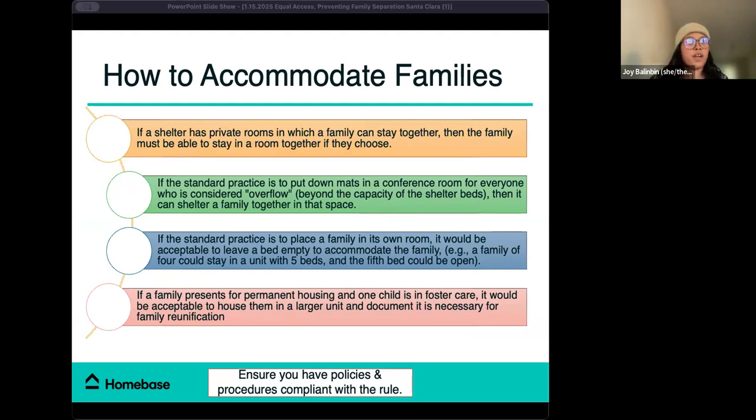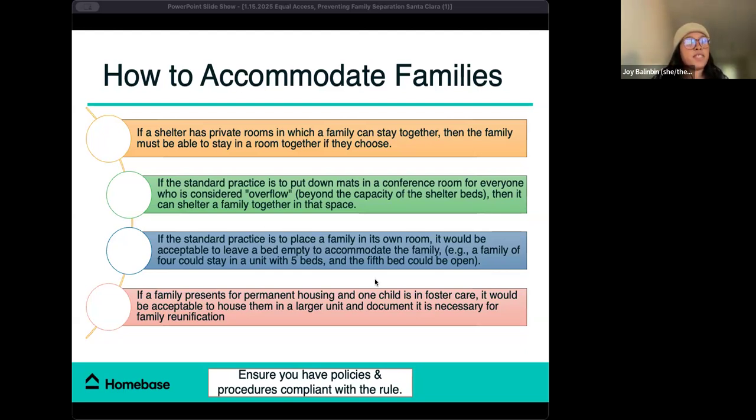And then, for example, if a program has a standard practice of putting down mats in a conference room for everyone who's considered overflow or beyond the capacity of the shelter itself, then it can shelter a family together in that space. And if a standard practice is to place a family in their own room, it would be acceptable to leave a bed empty to accommodate the family. So, for example, a family of 4 could stay in a unit of 5 beds, and the 5th bed could be open in order to keep them together, if that's available and if that's the preference.